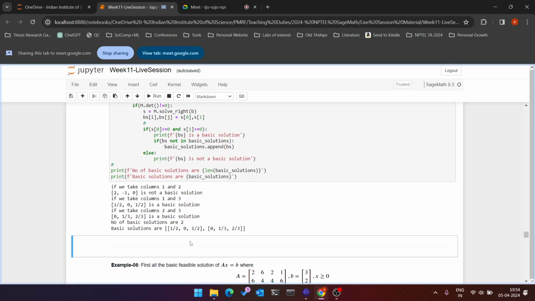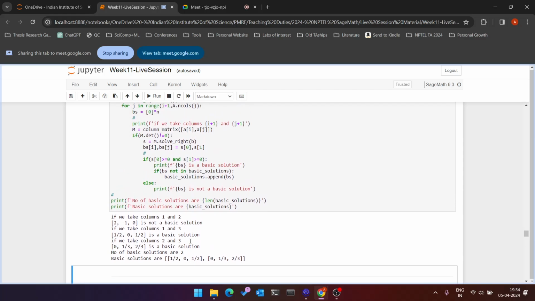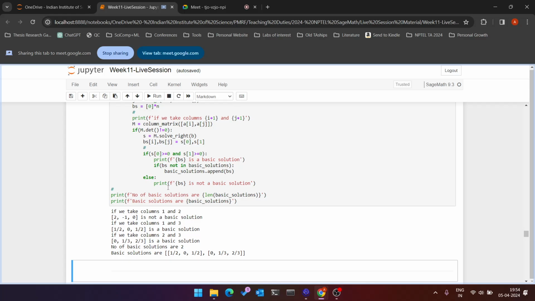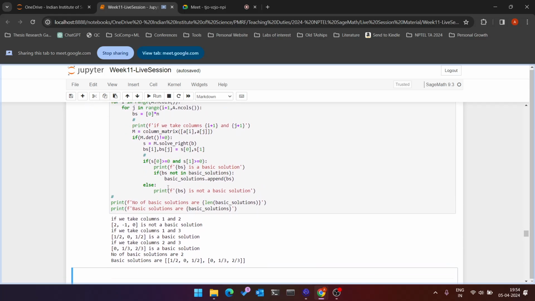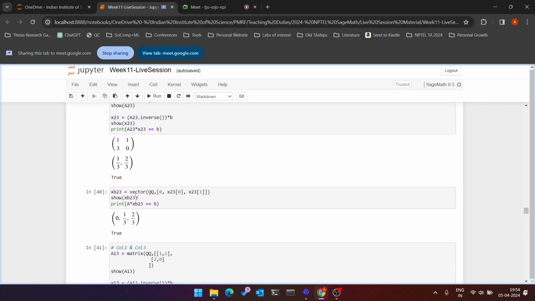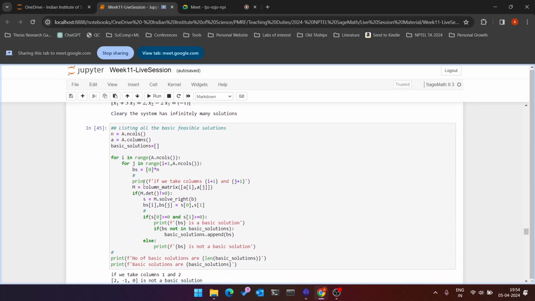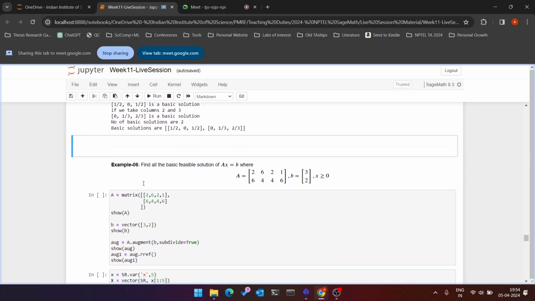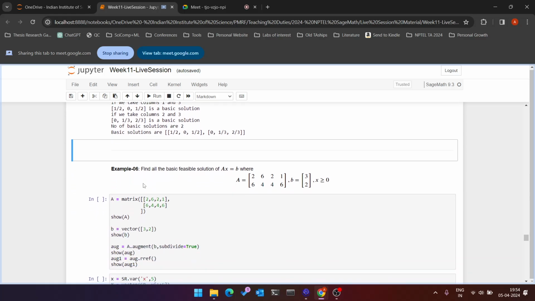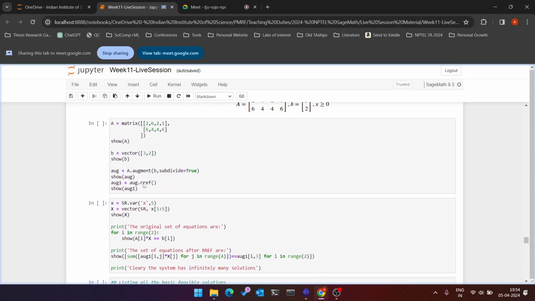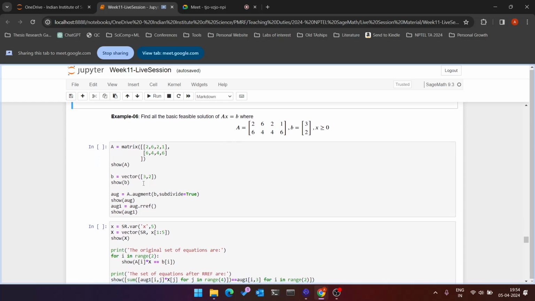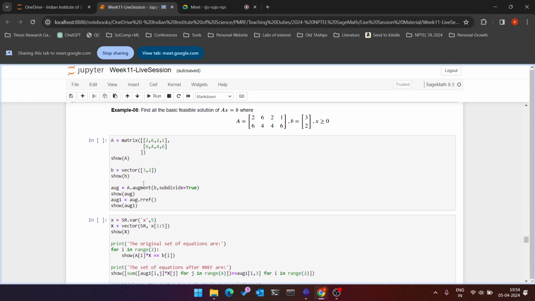Okay, any doubts with this one? So the idea with the above process was just to show this algorithm in a bit of detail in a step by step manner. Okay, if this is clear, we'll move to the next problem.